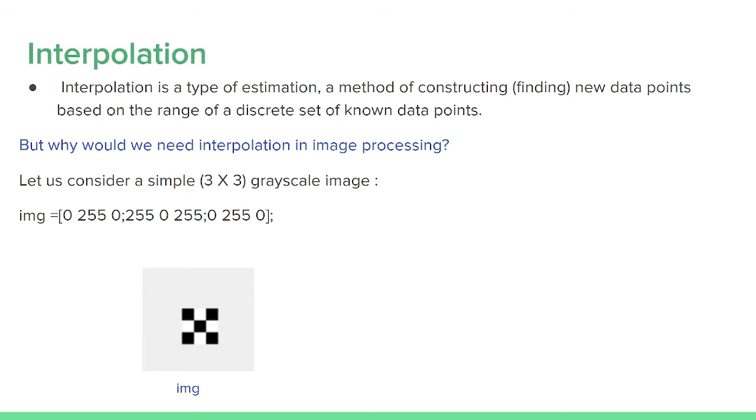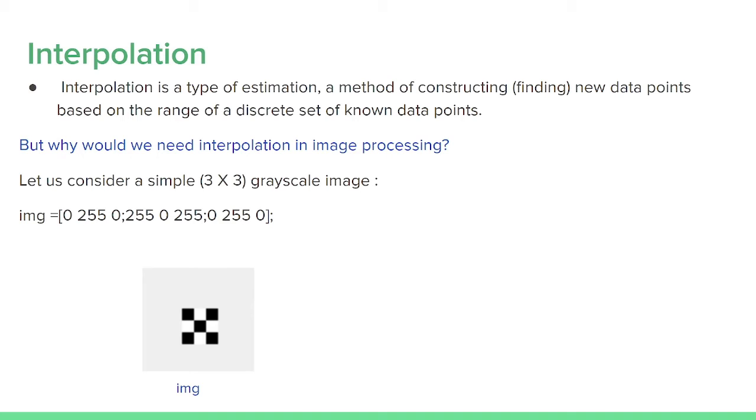So let's get started. What is interpolation? Interpolation is a type of estimation, a method for constructing or finding out new data points based on the range of a discrete set of known data points. What it does is approximate the value of unknown data points with the knowledge of already pre-existing points. But why would we need interpolation in image processing?